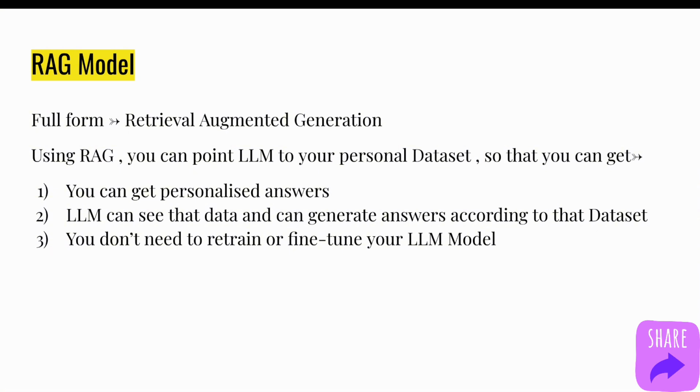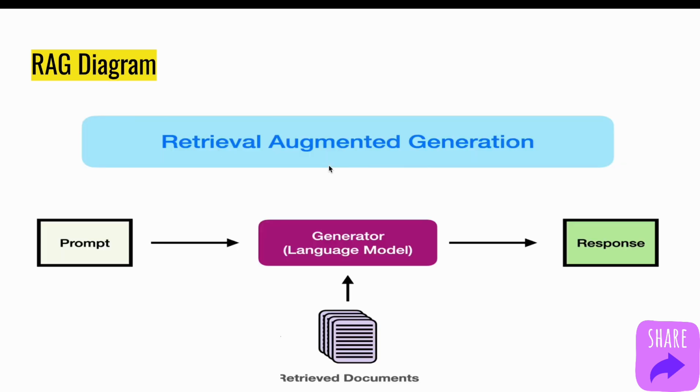With RAG you can look at the data and generate an answer according to the dataset. You don't need to retrain or fine-tune your LLM every time. You don't need to train the LLM again and again to get the answer. So you can see a high level overview. Leave the retrieval documents part first. Suppose you pass a prompt and there is a language model and you get a response at the end. So this is a simple process.